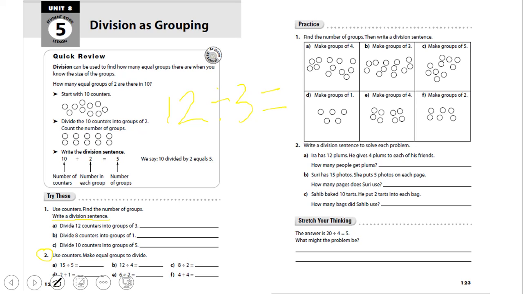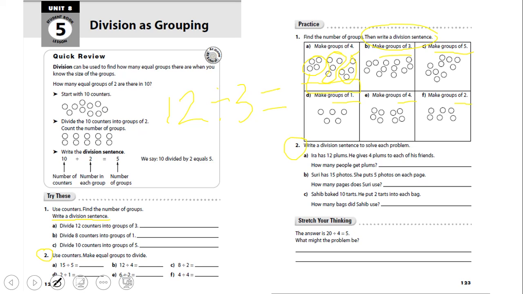For number 1 on page 123, you need to find the number of groups and then write a division sentence. So here it says make groups of 4. So you're going to circle 4 things, okay? 2 groups, 3 groups. And then you would write 12 divided by 4 equals 3 because you have 3 groups. Here you're making groups of 3, groups of 5, groups of 1, groups of 4, and then groups of 2. Remember, for this one, you have to circle them and then write the division sentence. So you could write it down here at the bottom where there's space, okay?